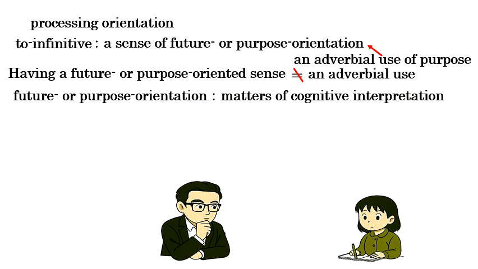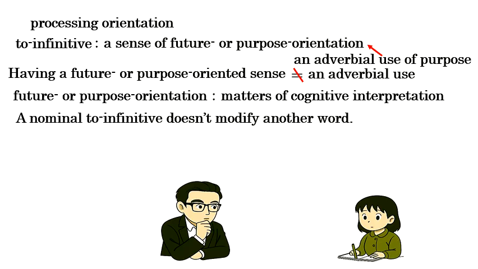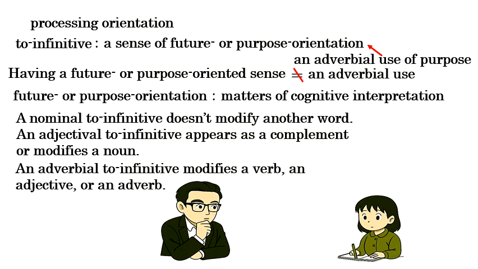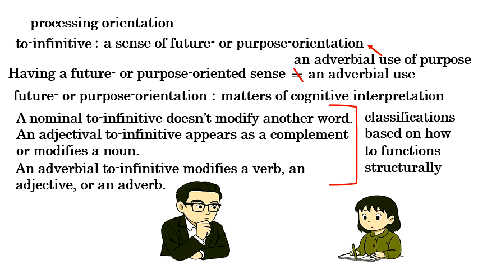A nominal to infinitive doesn't modify another word. An adjectival to infinitive appears as a complement or modifies a noun. An adverbial to infinitive modifies a verb, an adjective, or an adverb. All of these are classifications based on how to functions structurally. I see. That makes sense. The point is, just because a to infinitive has a future or purpose-oriented sense doesn't mean it becomes adverbial in every case. So you mean it can still be a nominal use, like decide to or want to?